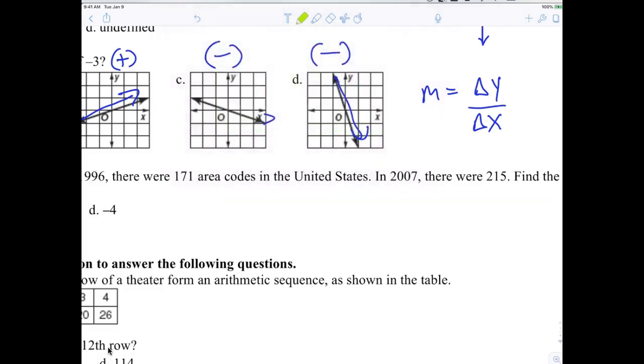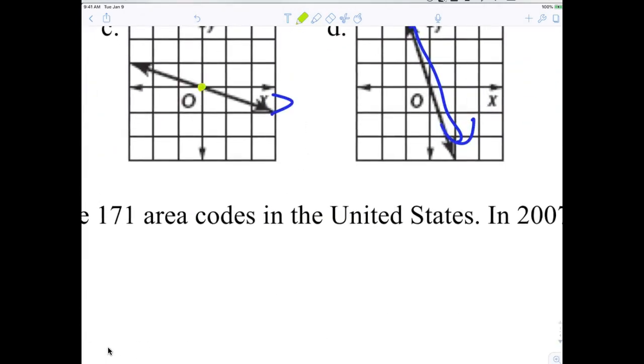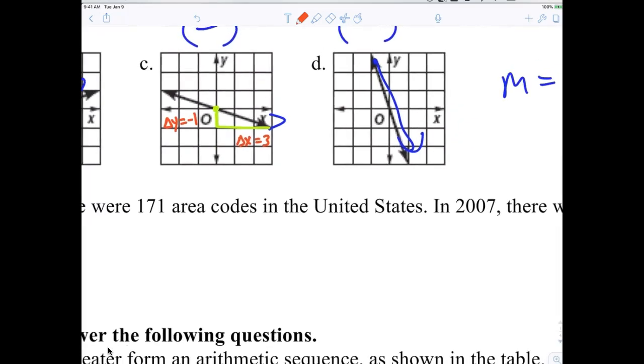All right, so here we go. Starting at the origin, I went down 1 and over 3. If I go down 1, you're supposed to recognize delta y would equal -1. If I went to the right 3, delta x is equal to 3. So technically, the slope for C is -1/3. So C is out. So it must be D.